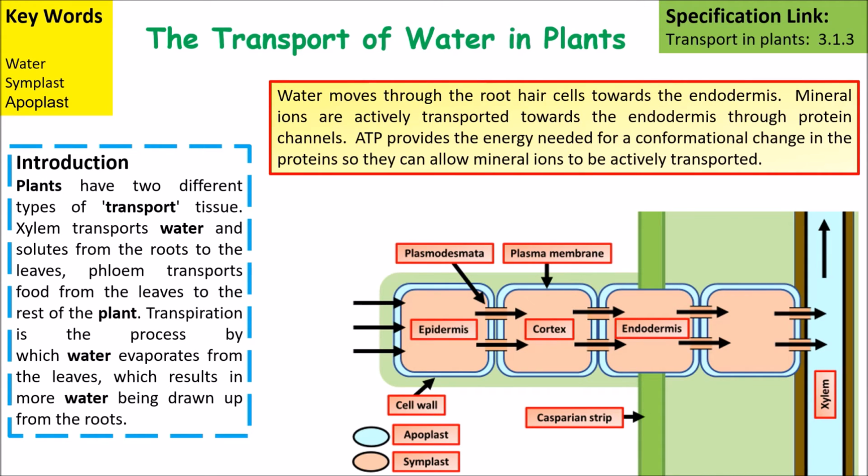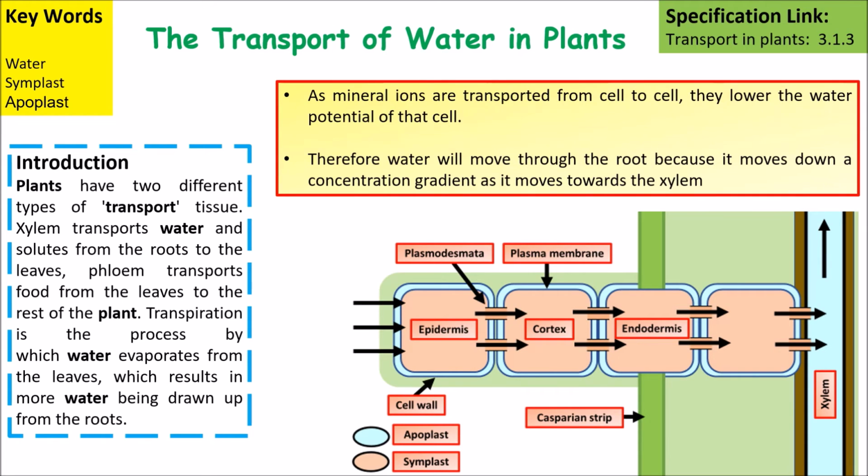Mineral ions are actively transported towards the endodermis through protein channels. ATP provides the energy needed for the conformational change in the proteins that allow mineral ions to be actively transported through them. As mineral ions are transported from cell to cell, they lower the water potential of that cell. Therefore, water will move through the root because it moves down the water potential gradient towards the xylem.